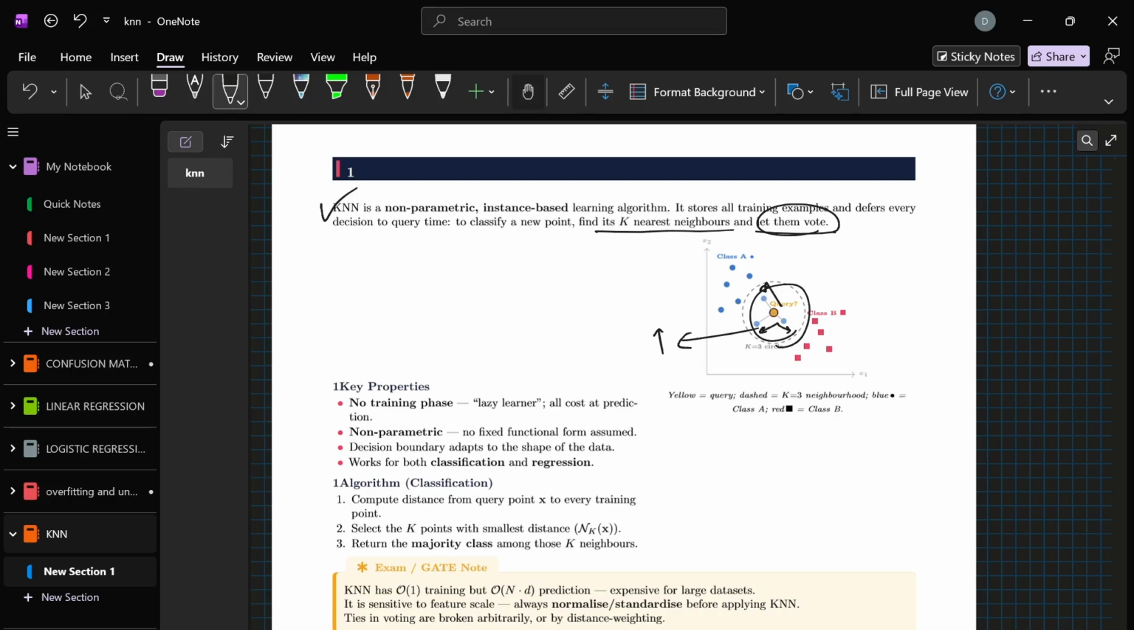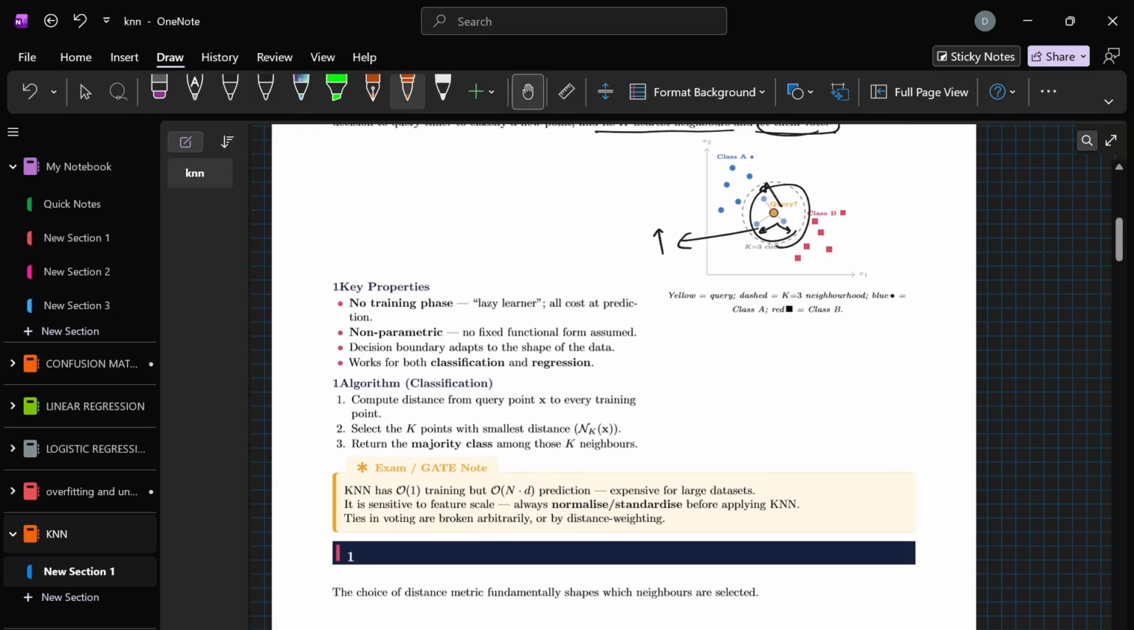The algorithm is divided into three parts. First, compute the distance from your query point to each training point. Second, pick the k closest ones. Third, return the majority class among the k neighbors. That's so simple, clear, and powerful. Now, about the first point, computing the distance, we'll move to section 2, the distance metrics.